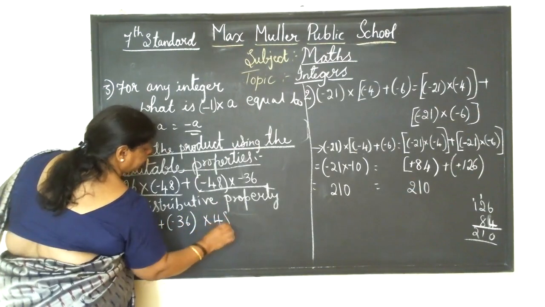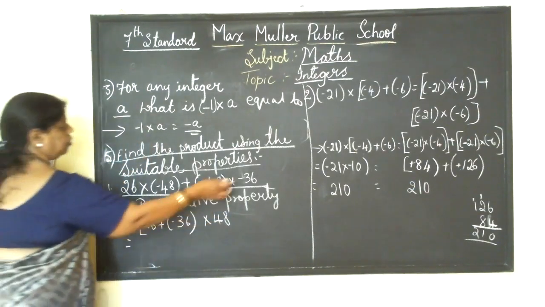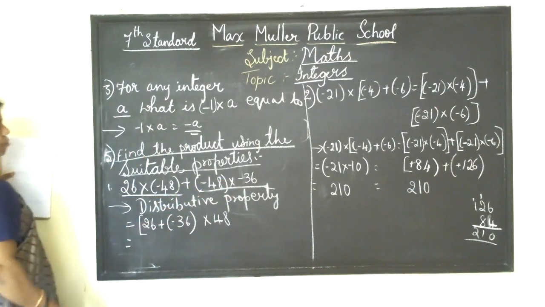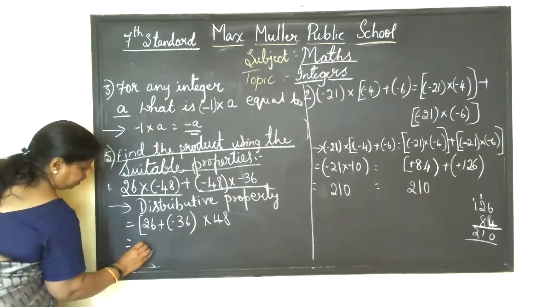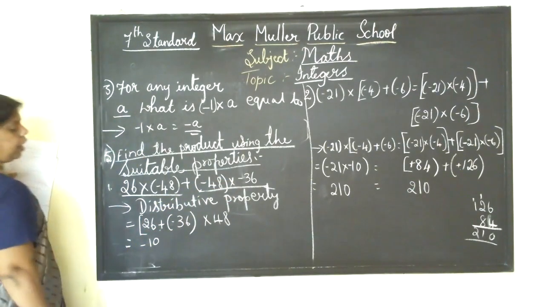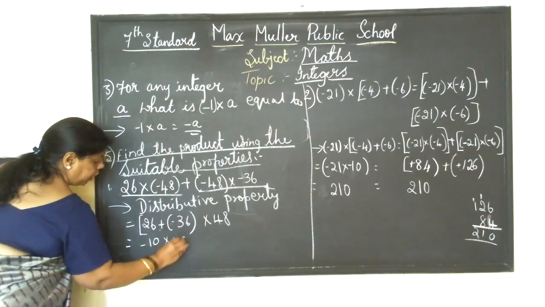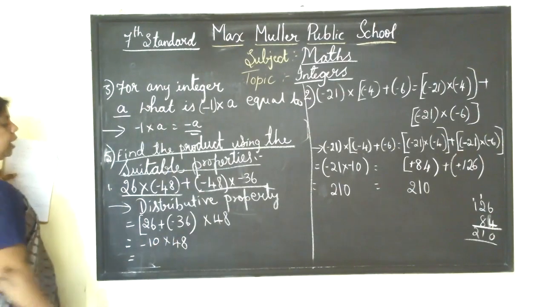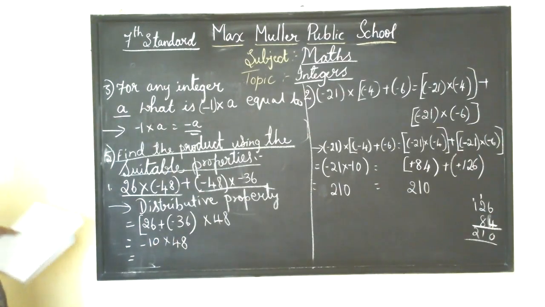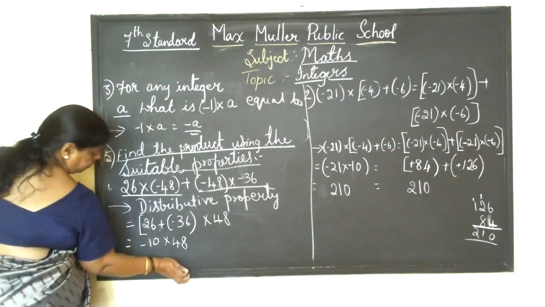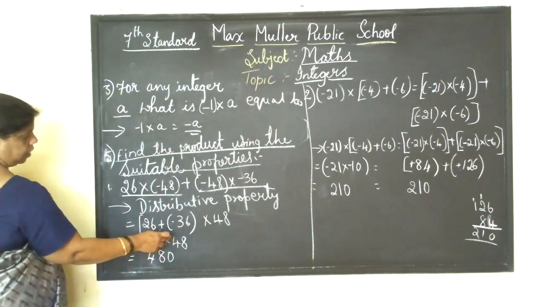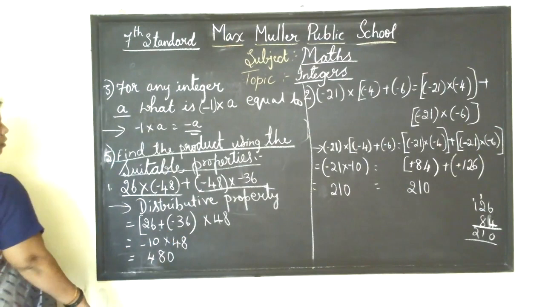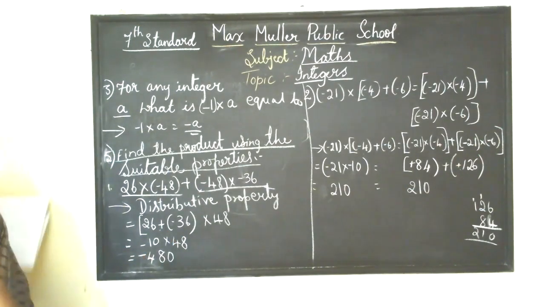Into 48. So, I brought this minus 36 here. Plus into minus, minus. So, we are subtracting here. So, you get minus 10 into 48. So, the answer will be 480. Minus into plus. Plus minus 480. Oh, sorry.